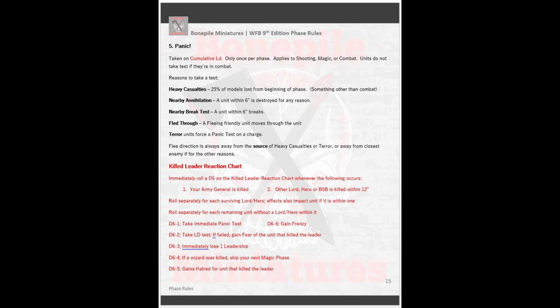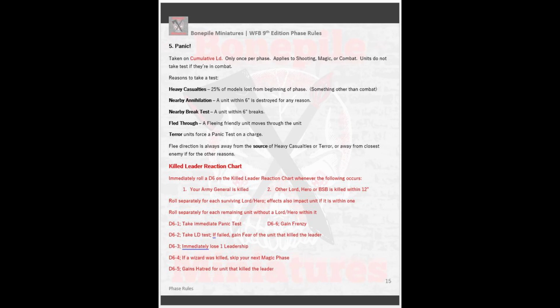And let me read what it says. Immediately roll a d6 on the killed leader reaction chart whenever the following occurs. Number 1, your army general is killed. Or number 2, another lord or hero is killed within 12 inches. And it says roll separately for each surviving lord and hero first, and those results pass on to the unit if it is within one. Then roll separately for each remaining unit without a lord or hero in it.